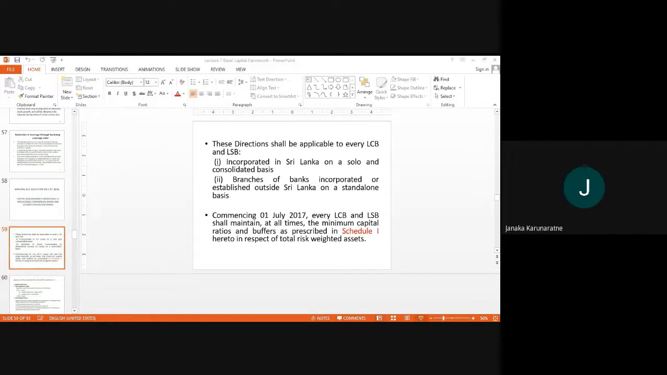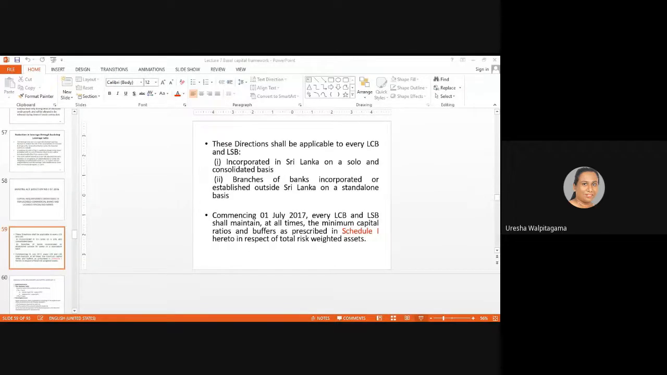Now can you see? Now it's on slide 59. I don't know why it's there. Is the slide moving or not? We can see 59.